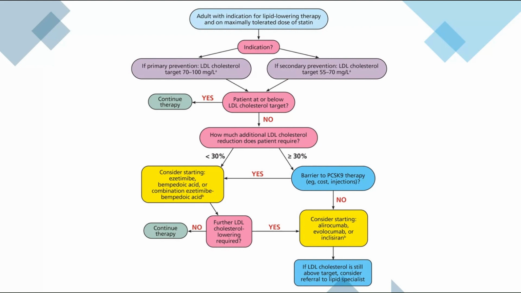Off the bat, if it needs to be decreased by greater than or equal to 30%, then we could think about PCSK9 inhibitors. However, on this side, if it's almost there but just requires less than 30% reduction and the patient's already on ezetimibe, we can consider starting bempedoic acid in this population.